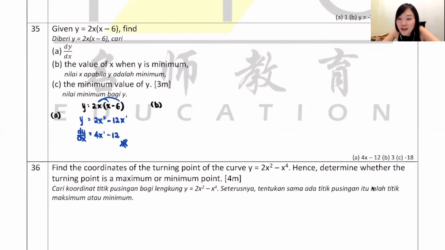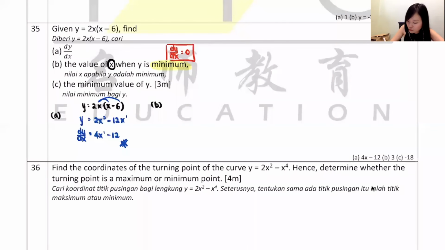Let's look at B. B, they say, find the value of x when y is minimum. Guys, I finished reading. Which word shines there? Very good, Roshan. Minimum. Can anyone tell me again, whenever you see the word minimum, maximum, turning point, stationary point, what formula goes through your mind? Very good. dy dx equals 0. So I just need to use that because I already memorized that.